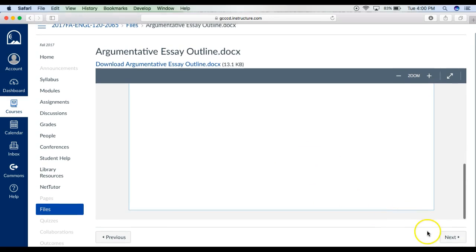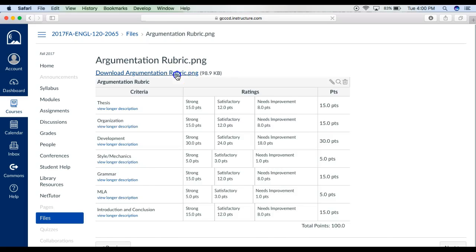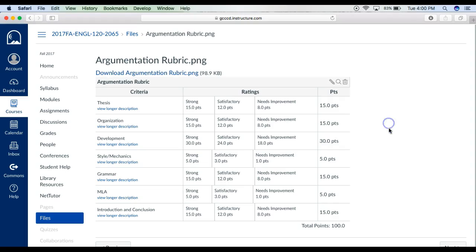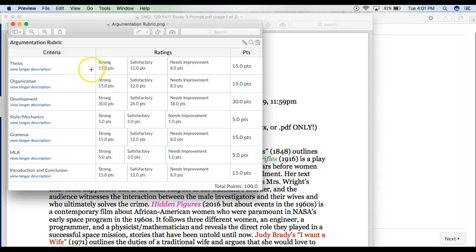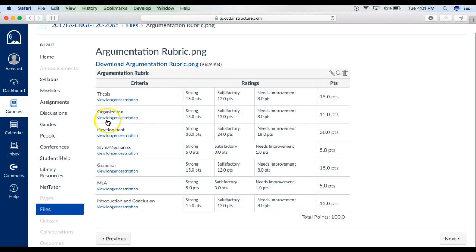Okay. You can go ahead and click next and we'll see the rubric now. Okay. Oh, it actually opens right there. Okay. So same rubric as last time as well. Thesis, organization, development, style, grammar, MLA, intro, and conclusion. And when you go to submit your essay, you'll be able to click on View Longer Description to see what specifically I'm looking for in each of the criteria.